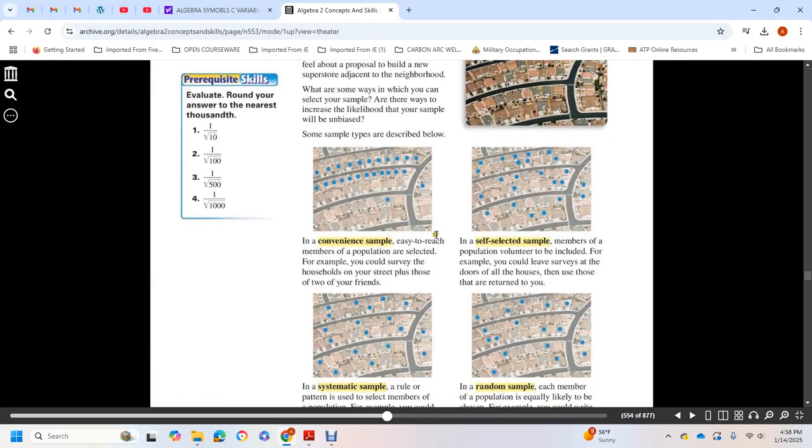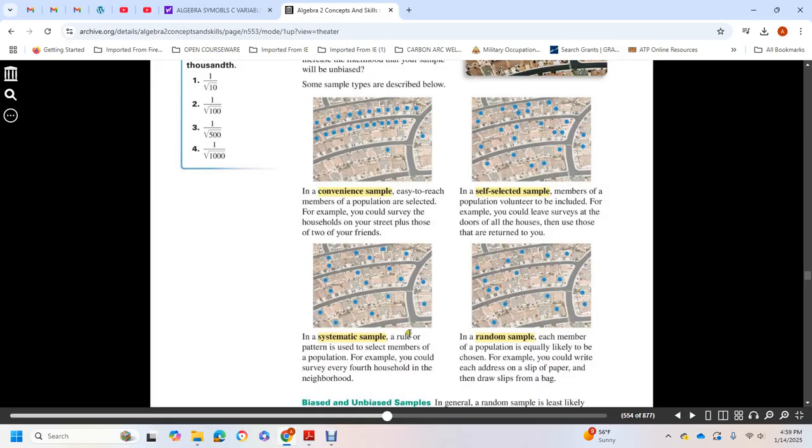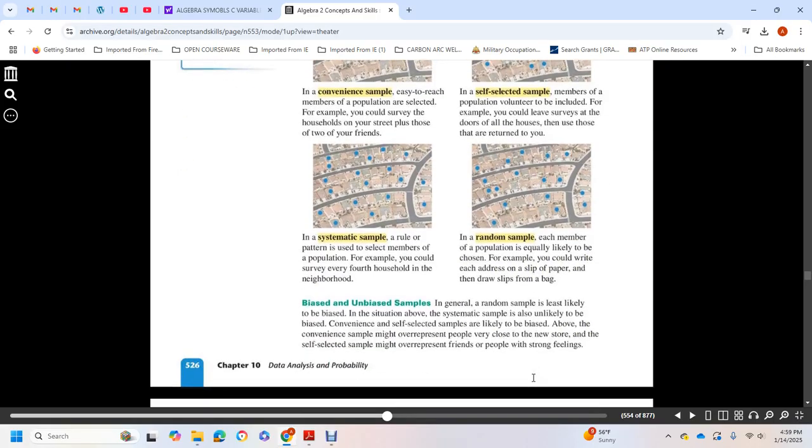A convenience sample selects easy-to-reach members of the population. For example, you could survey the households on your street plus two of your friends. In a self-selected sample, members of the population volunteer to be included. For example, you could leave surveys at the doors of all houses and use those that are returned to you. A systematic sample uses a pattern to select members of the population. For example, you could survey every fourth household in the neighborhood. In a random sample, each member of the population is equally likely to be chosen. For example, you could write each address on a slip of paper and draw slips from a bag.